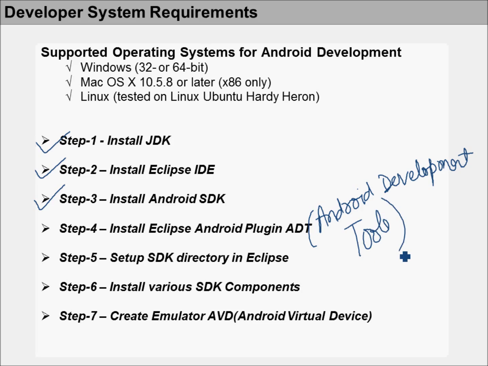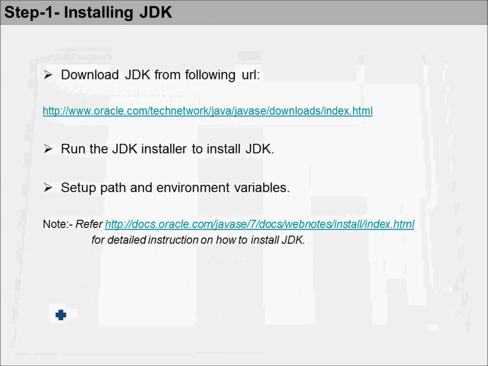Next, we'll set up the SDK directory in Eclipse just to configure. After that, we'll install various SDK components, and then finally we'll create an emulator AVD to run our applications. Once we are done with these 7 steps, you are ready to write your first Android application. So let us see how we are going to do this. So step 1, installing JDK.